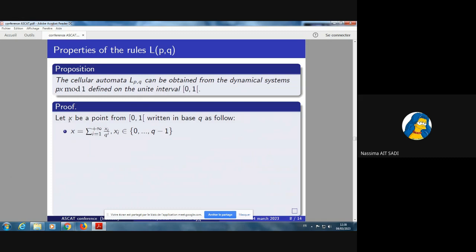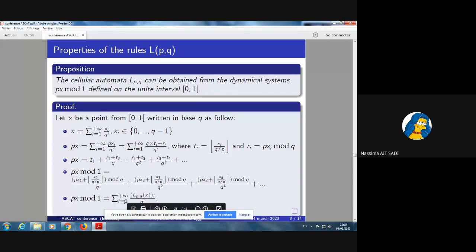To prove that, let x be taken from [0, 1], written in base q as follows. We multiply x by p and express p times x_i as the result and the remainder of the Euclidean division of p x_i by q, which can be written like this, where t_i and r_i are defined as follows. We simplify this sum and apply mod 1, and we get this last equality, which proves that the rules LPQ are obtained from the dynamical system px mod 1.